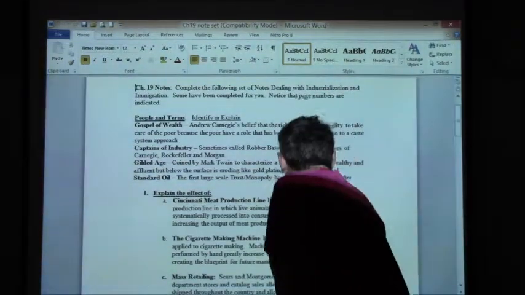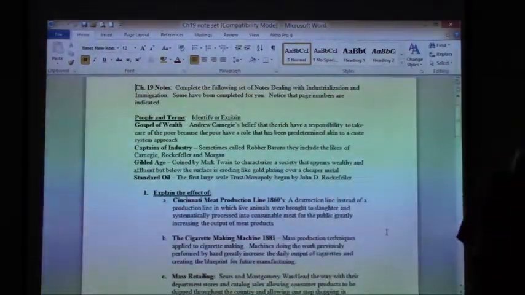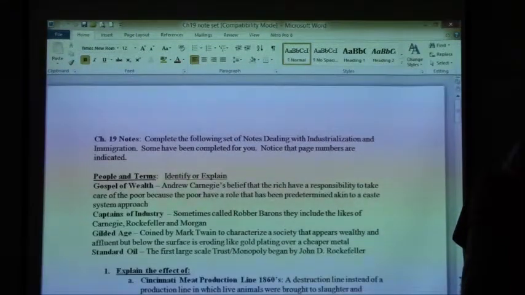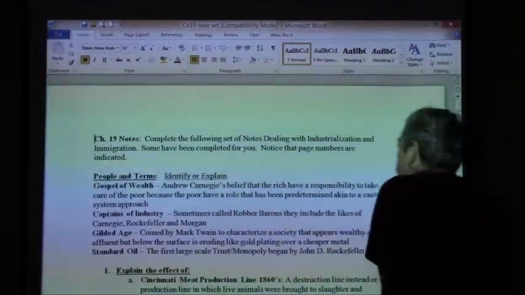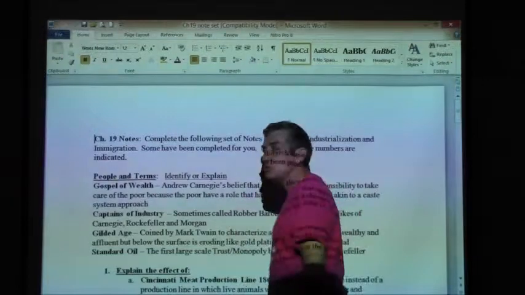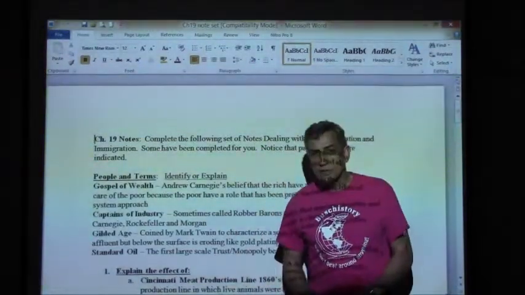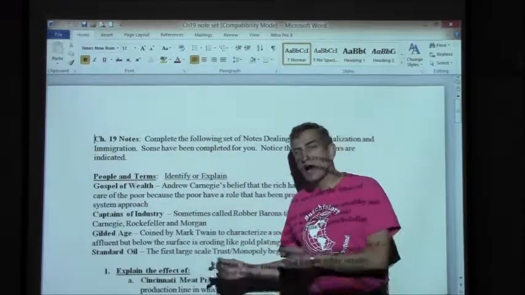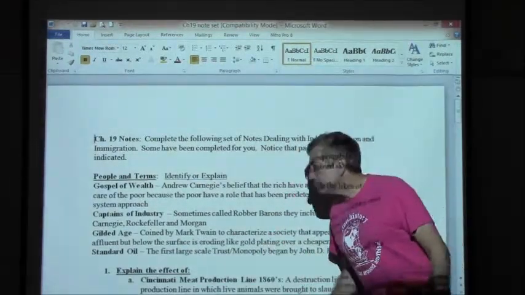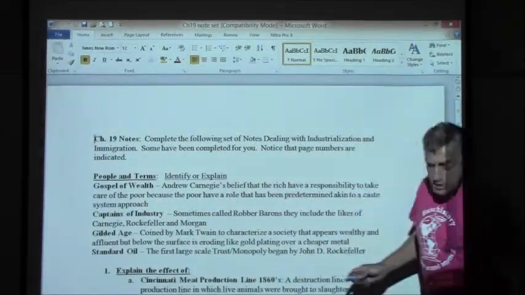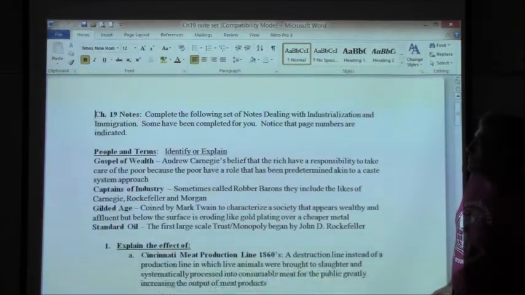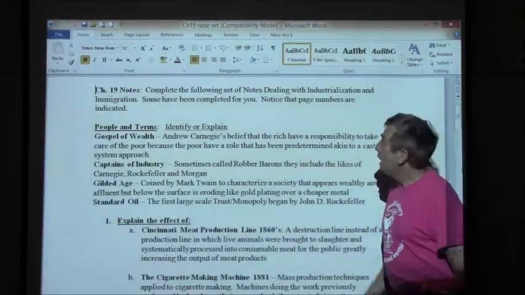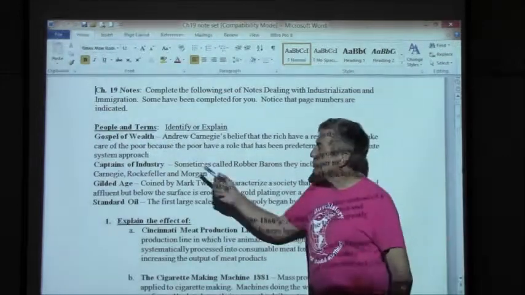This says Chapter 19 notes, and Chapter 19, I'm referring to Farragher's Out of Many. Remember, you can use any textbook you like for this. Most textbooks follow a similar chronological timeline through American history. Anyway, Chapter 19 notes: complete the following set of notes. I've completed them for you. Dealing with industrialization and immigration.